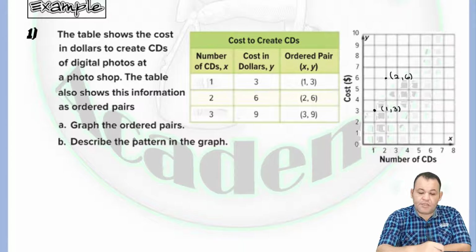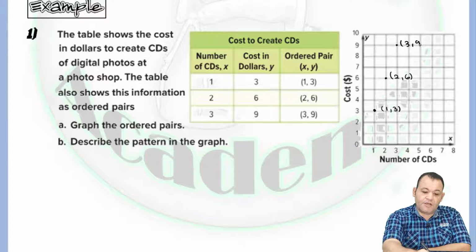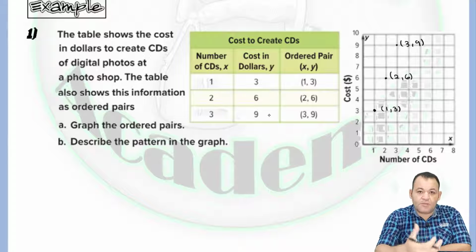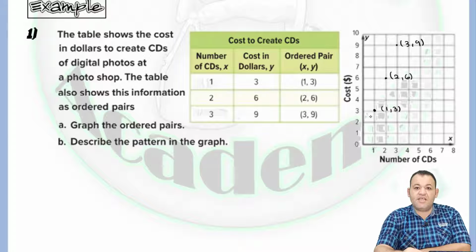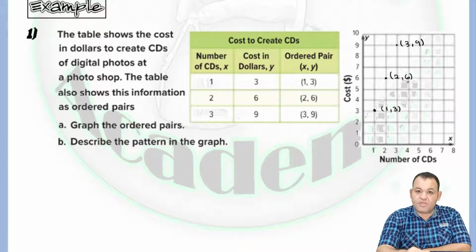Now we have 3 and 9. I'm going 3 units to the right and 9 units up. That's how we can find the place of each point, and how we can plot each point. So we have the ordered pair 1 and 3: we move 1 unit to the right and 3 units up. We have 2 and 6: we move 2 units to the right and 6 units up. 3 and 9: we move 3 units right and 9 units up. That's how we can graph the ordered pairs.